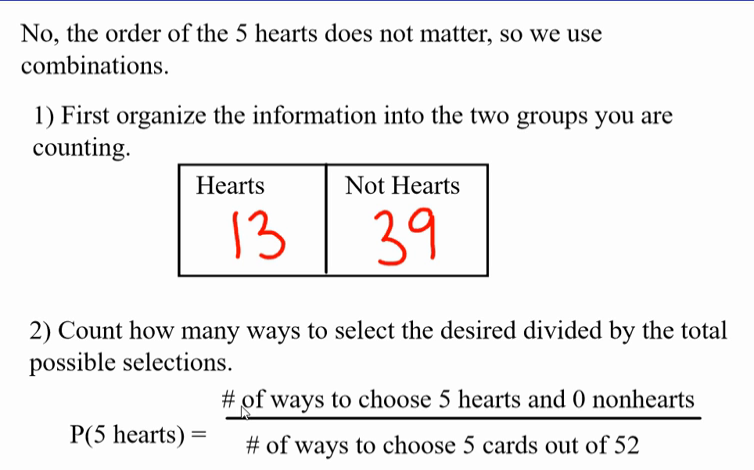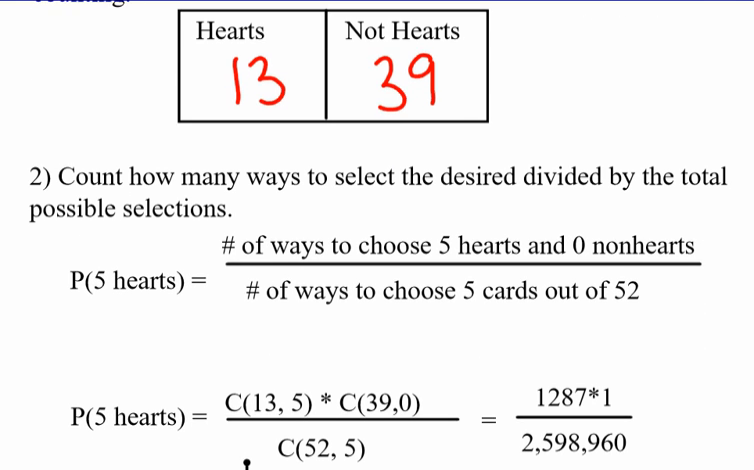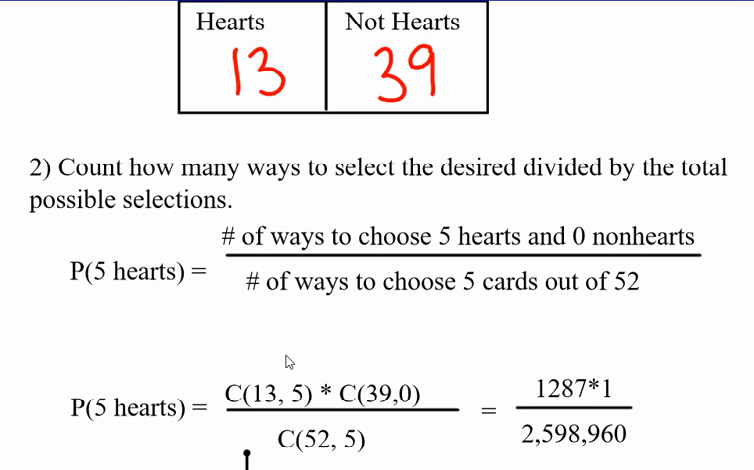So I want to take the number of ways to choose 5 hearts and 0 non-hearts divided by the number of ways to get 5 cards out of 52. So the first part is going to look like this. From the 13 hearts, I need to choose 5 of them. So 13 choose 5, and "and" means multiply. From the 39 not hearts, I need to choose 0 of them.